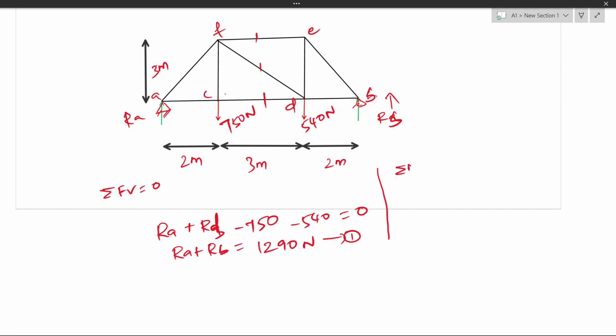Then you take moment about A. If you take moment about any point, it should be 0, then only it could be in equilibrium. So moment about A should be 0. There is 750 Newton as the first force, which acts clockwise. So it should be plus 750 into the perpendicular distance from the force, that is 2 meter. And the next force is also clockwise, so plus 540, and the perpendicular distance is 5 meter.